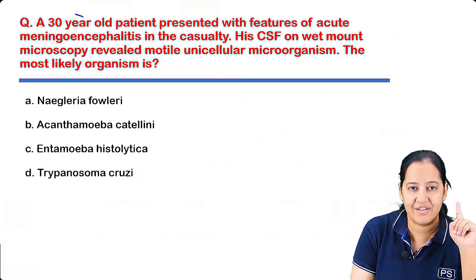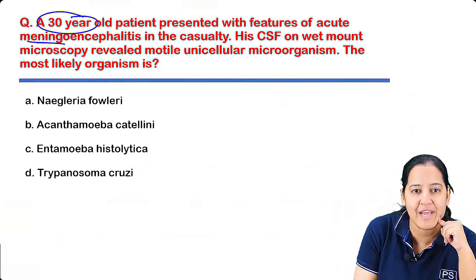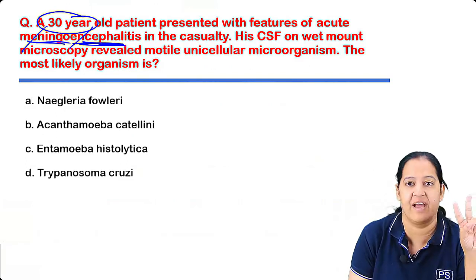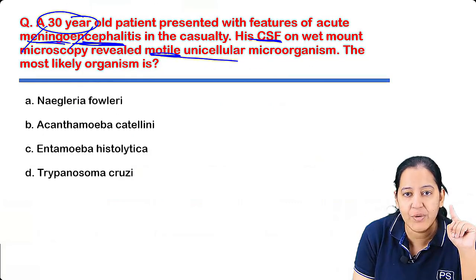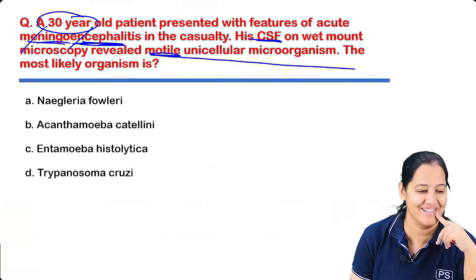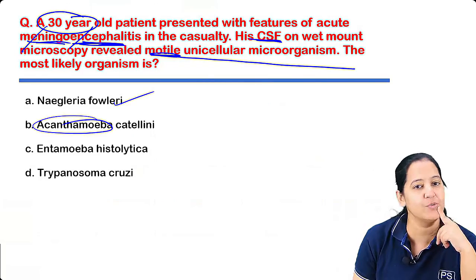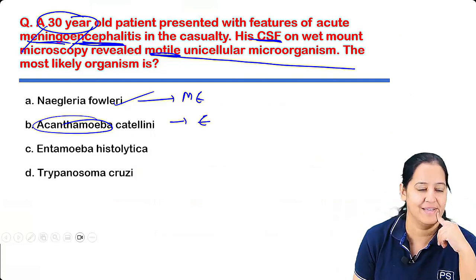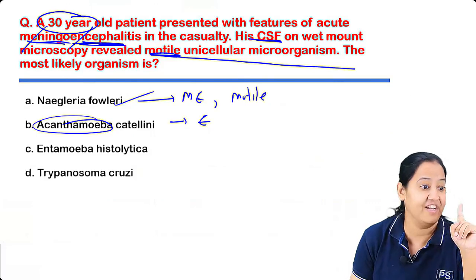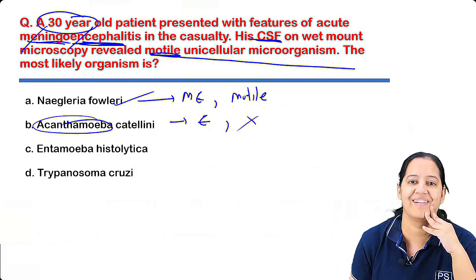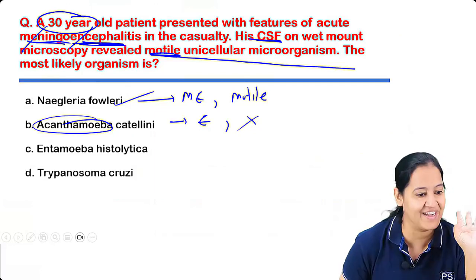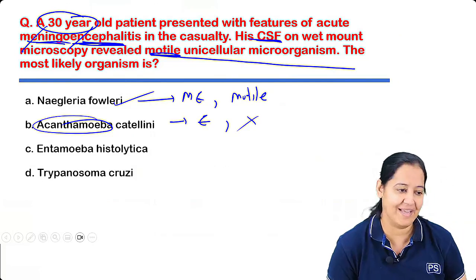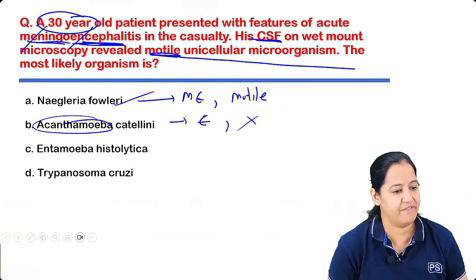A 30 year old patient has features of meningoencephalitis. Take the clue: meningoencephalitis, both meningitis and encephalitis, and CSF shows a motile unicellular organism. I am having 2 clues here. What is the answer? Answer is A, yes. Why not B? My point is why not B: there are 2 clues. This one causes both meningoencephalitis, this causes only encephalitis, and here the trophozoite is motile because it is a flagellated trophozoite, here the trophozoite is non-motile. So in that question we have 2 clues: number 1, meningoencephalitis, both, and number 2, the motile organism is the biggest clue. Got my point? Yes, that is causing it, that is the first clue, and motile is also a clue. Everyone got it? Coming to the next question.